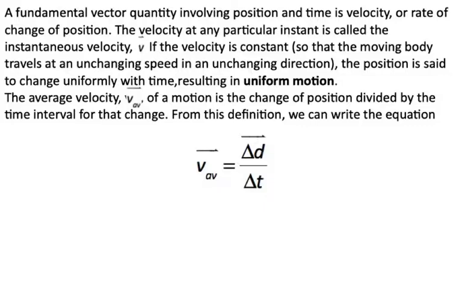So as you can see on this slide, we have an equation that is very similar to the average speed equation. But we now have vector arrows on V and on delta D. That's to indicate we're dealing with vectors. This is now the velocity average and the displacement average.